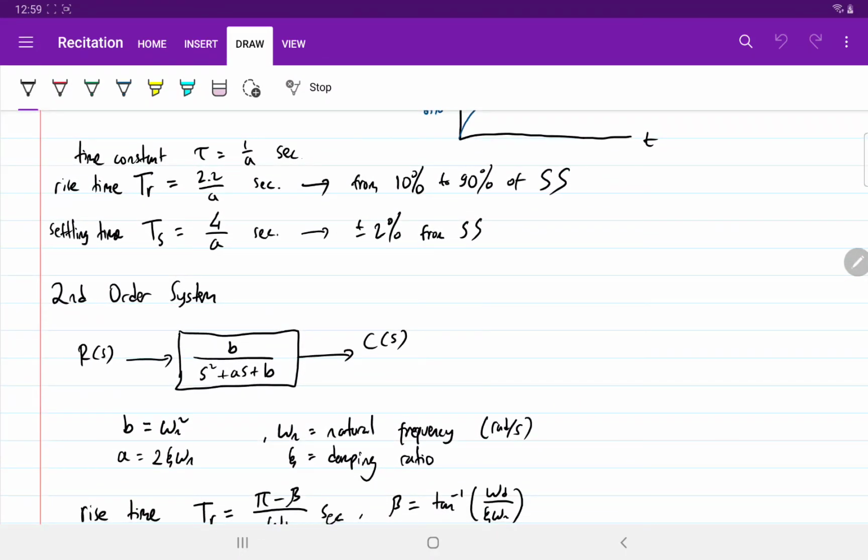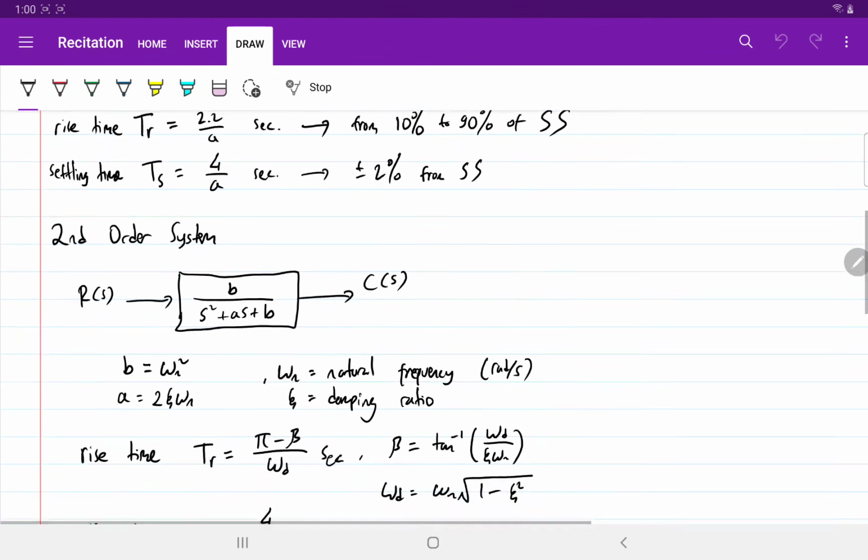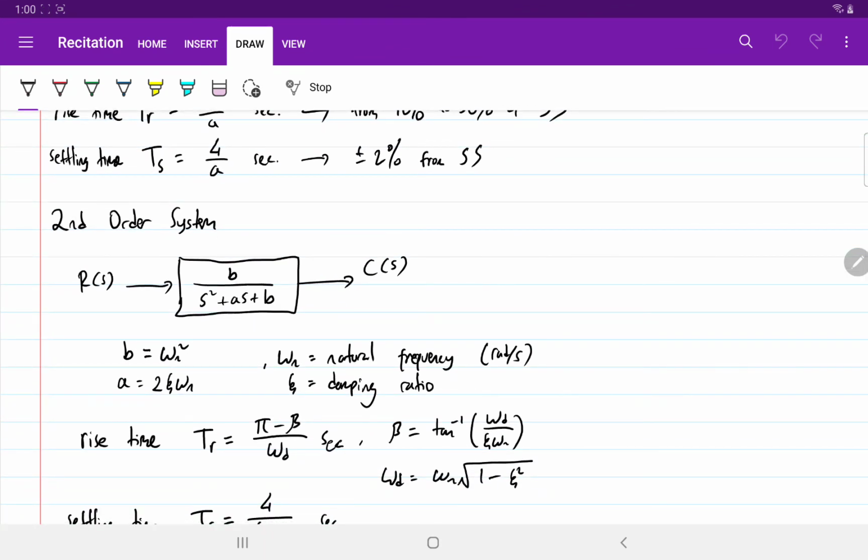For second order system, the convention is that we have the following transfer function, b over s squared plus as plus b, where b is omega n squared and a is 2 zeta omega n, where omega n is the natural frequency of the system. So what is the frequency of the system without damping? That's the natural frequency of the system, and zeta is the damping ratio. Okay, so the behavior of the second order system will depend on the damping ratio and also the natural frequency of the system itself.